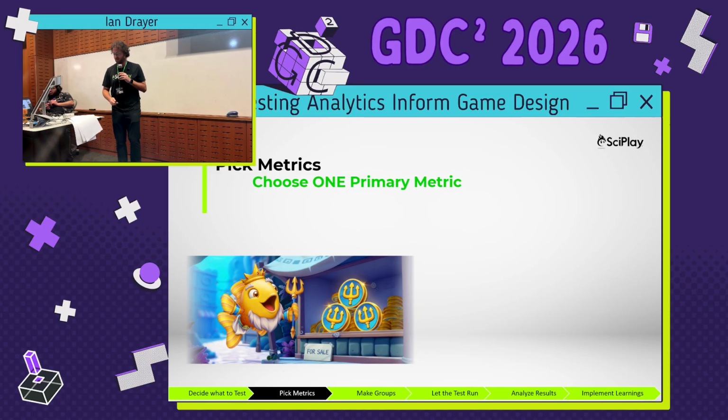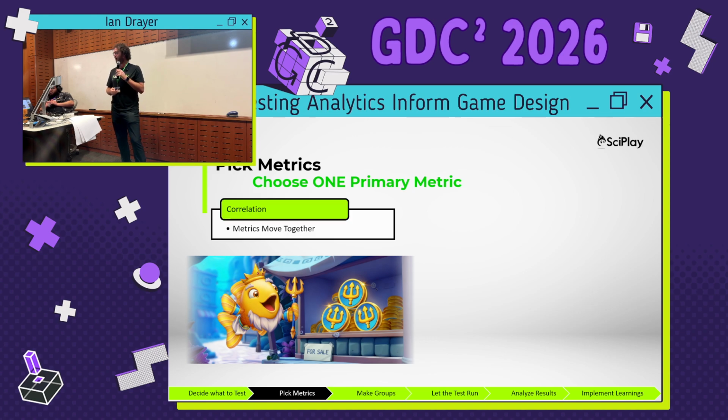So when you begin picking metrics for what you want to change, pick one primary metric to help determine your winner. This is going to be your North Star metric that really tells you, did this do what my test wanted it to do?